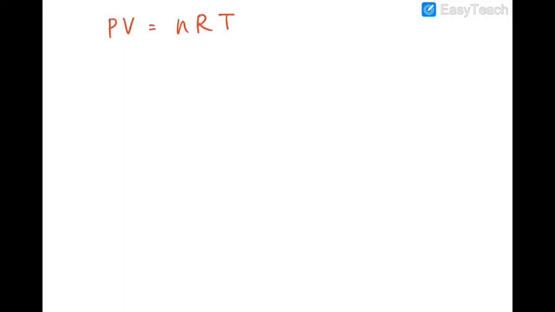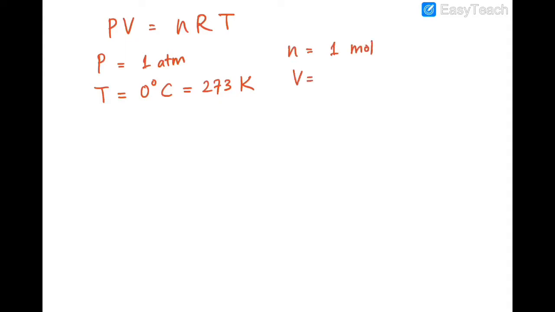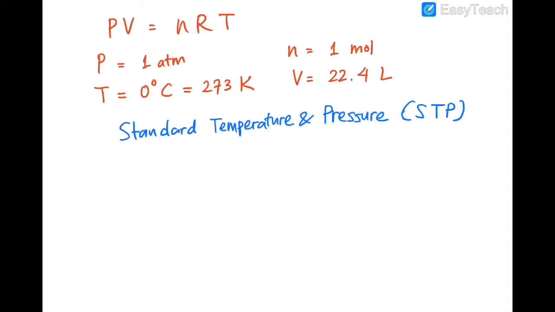Now, if you take the pressure to be the atmospheric pressure, which is 1 atm, and the T is 0 degrees Celsius, which is 273 Kelvin, and if we have 1 mole of gas, we will have a volume of 22.4 liters. And this is what we call the standard temperature and pressure, or the STP.